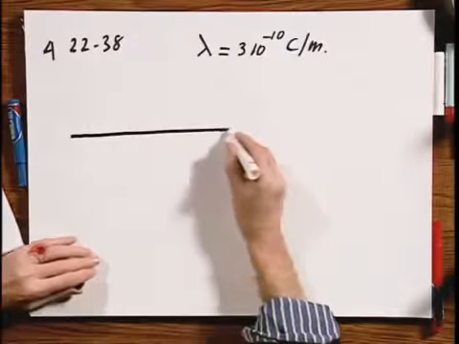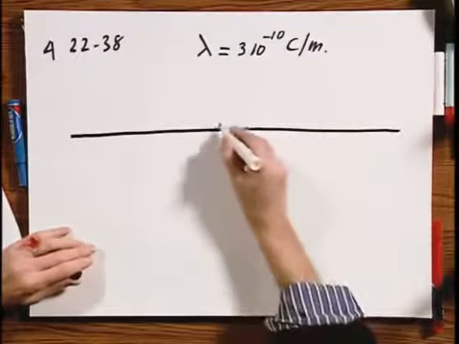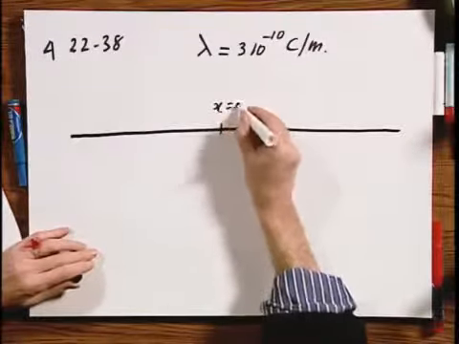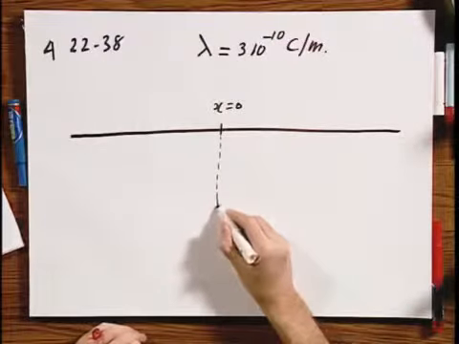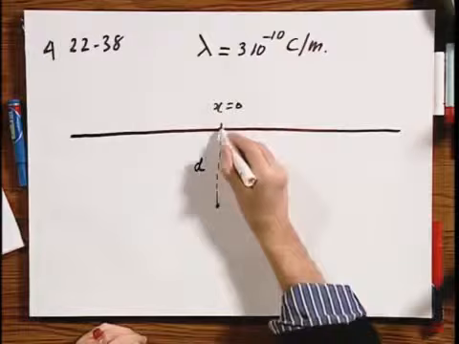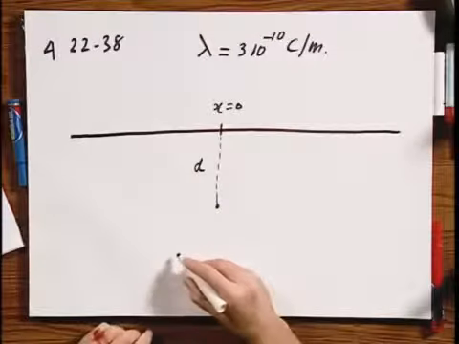Here is this long wire, here is x equals 0, and I'm asking you a question which is not asked by your teachers, but I want to do that first, and then you'll see that the rest comes out very easily. And that question is, what is the electric field at a location D anywhere away from the wire?